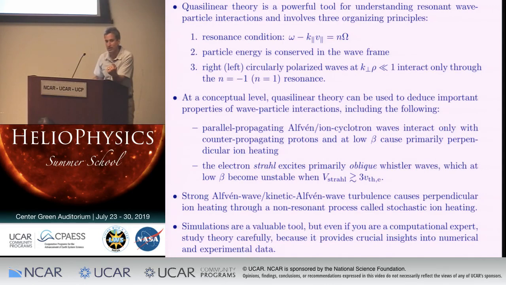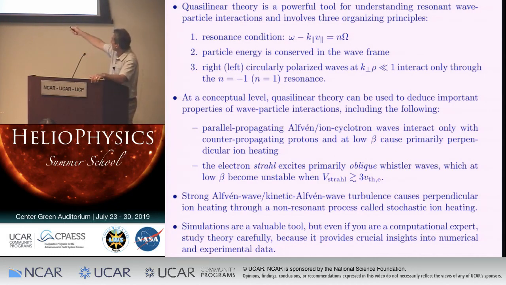Let me conclude. Three key ideas, quasi-linear theory. The resonance condition: the Doppler-shifted frequency of the wave in the particle's guiding center frame is an integer multiple of the cyclotron frequency. That gives you a wave-particle resonance. That's a requirement for strong wave-particle interactions. The particle energy is then conserved in the wave frame. So when the particles diffuse in velocity space, they're doing so along these special curves, curves of constant energy in the wave frame. The wave frame is moving along the background field at velocity omega over k parallel.